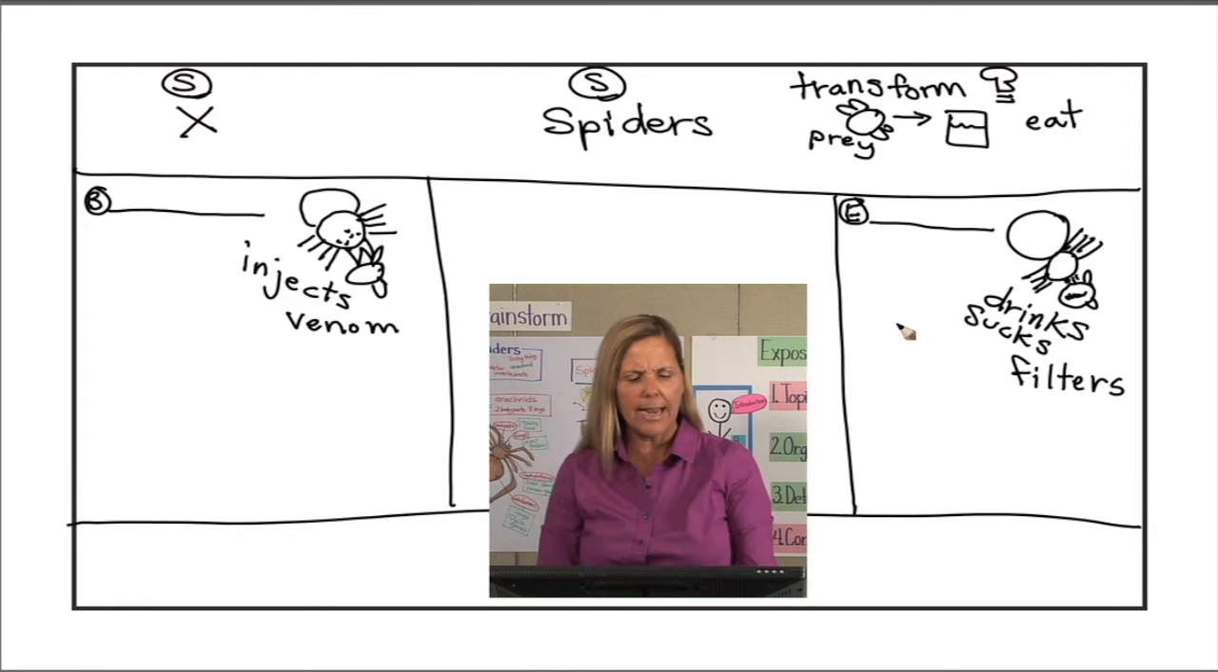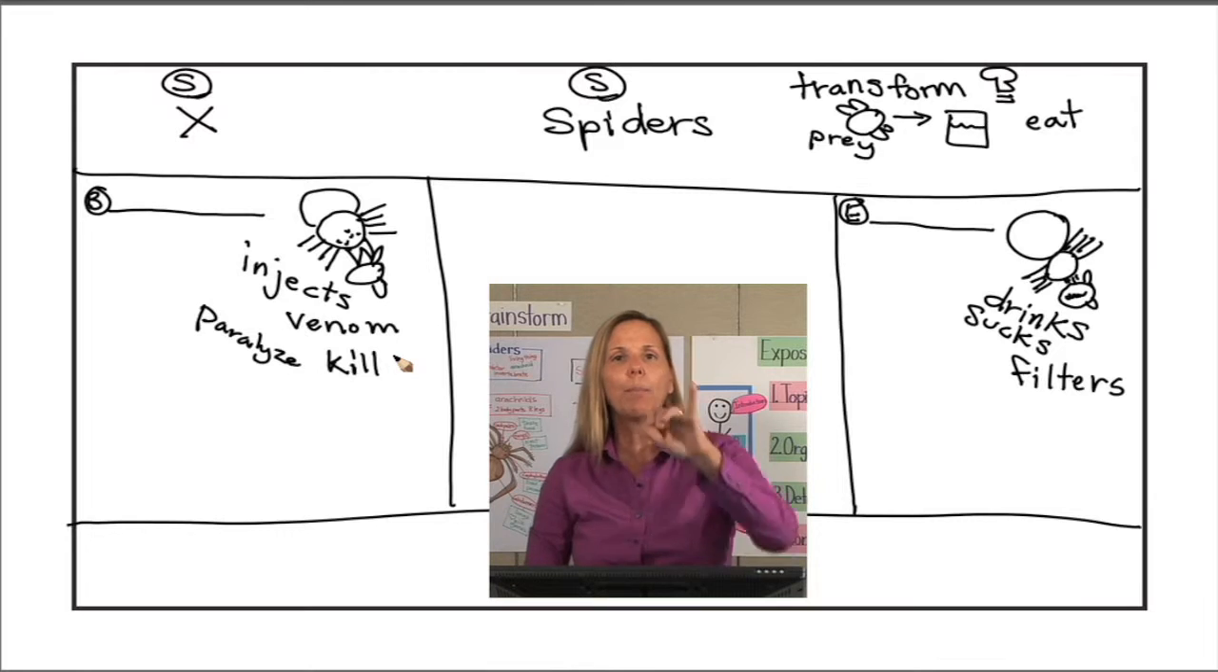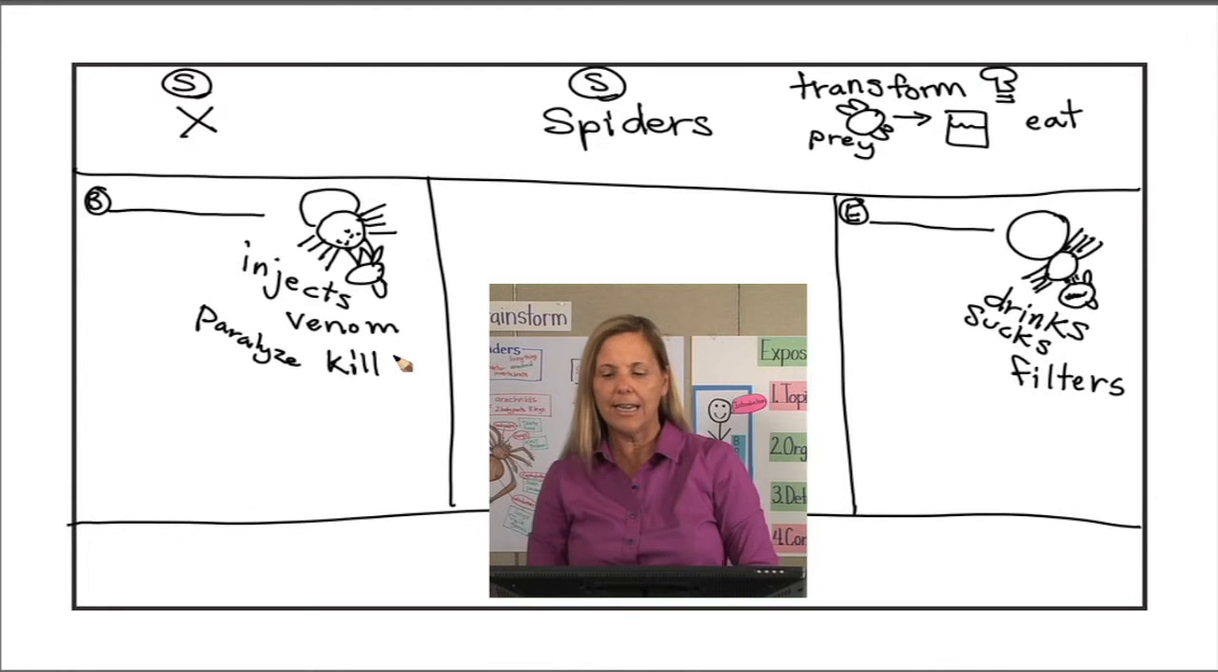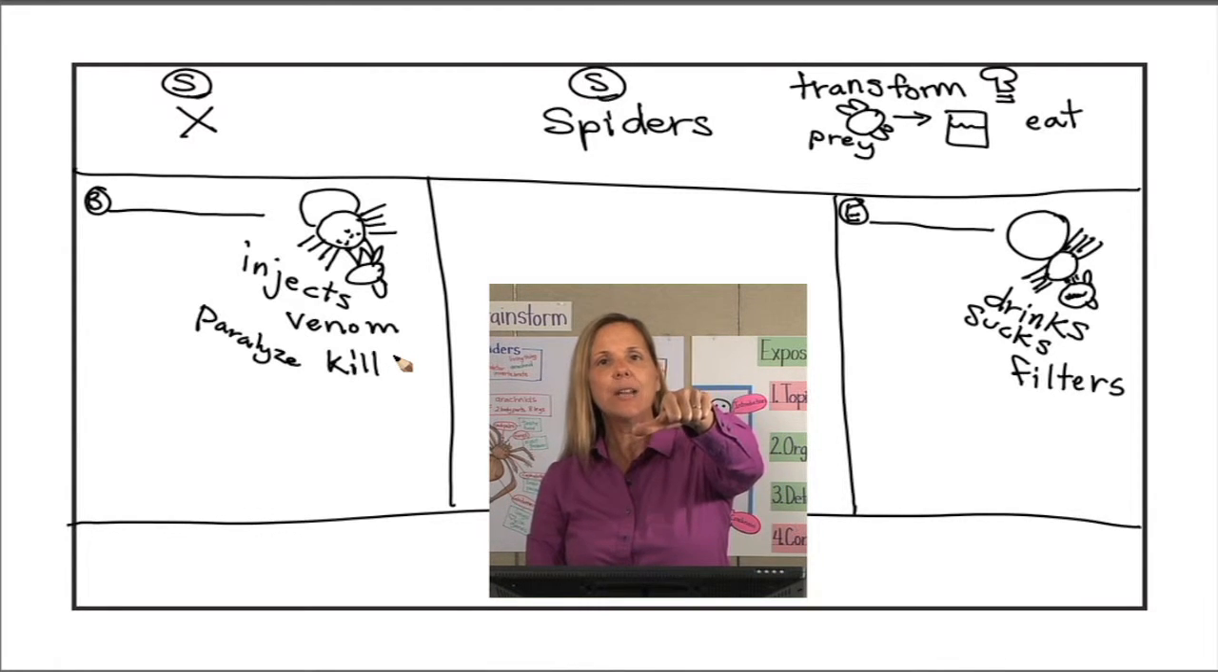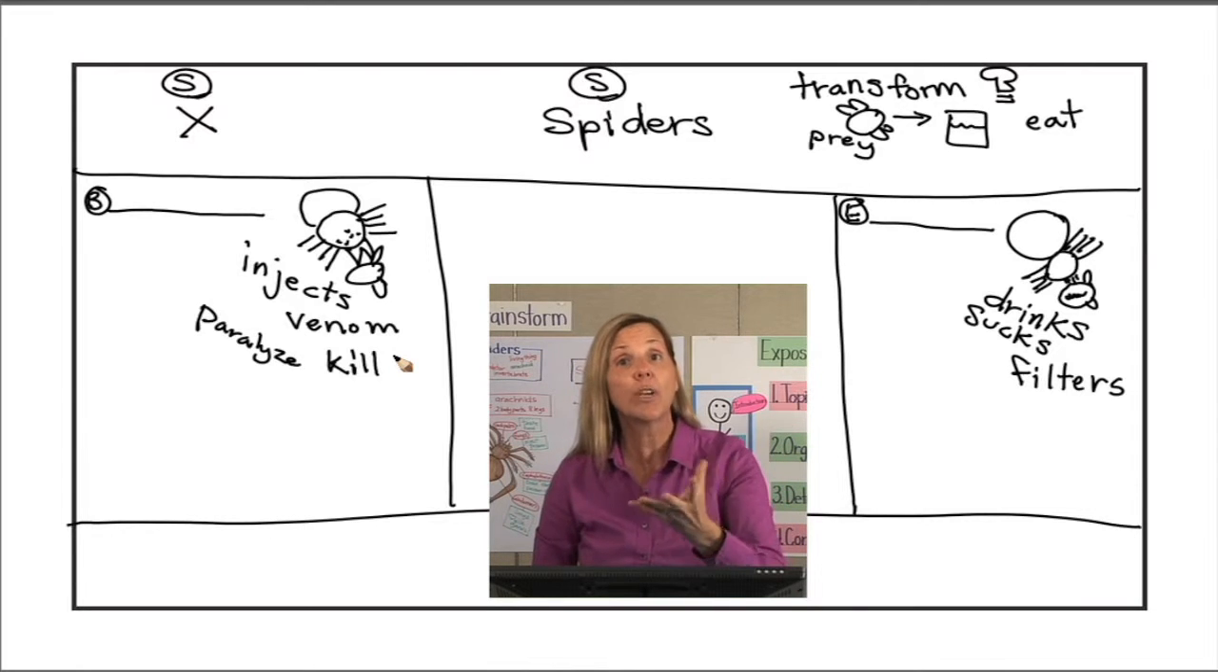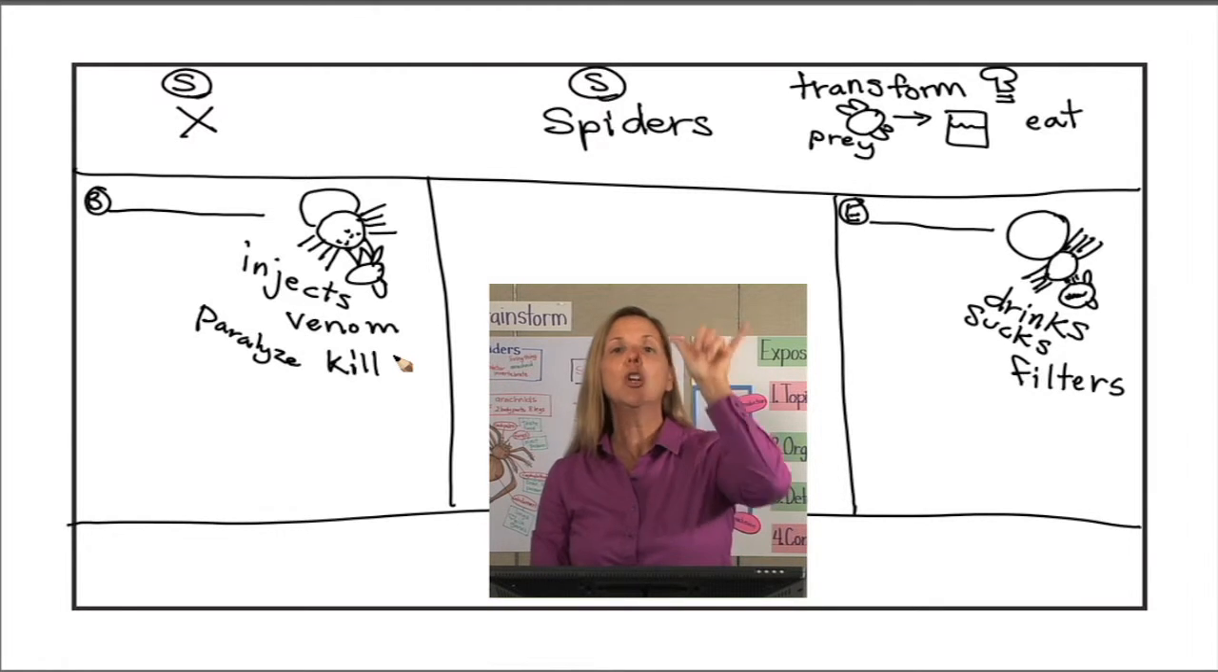Let's jump back and add that. Paralyze or kill it. So notice we're going back and adding more information if needed. Let's go then to the end. And in the end, what does it do? It's a liquid now and it's drinking it with these little hairs that are almost like a filter so that only liquid gets into its body. Beginning, end, where are we heading next? What happened in the middle?